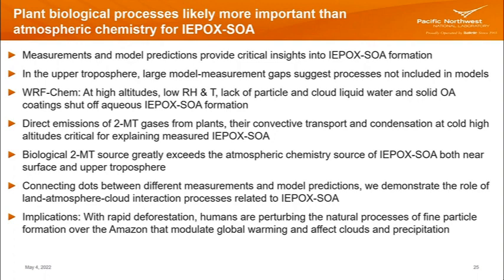And this has huge implications because methyl tetrals are just one semi-volatile gas component. There are many other semi-volatile gases. And so when we are rapidly deforesting places like the Amazon, we are perturbing the natural processes of fine particle formation. And these modulate both global warming effects, clouds, and precipitation. So if we don't even have these processes in the models, we cannot predict their impacts. And so this is why the connection between atmospheric chemistry, convective transport, and the processes which we can constrain and measure is really important. Thank you.